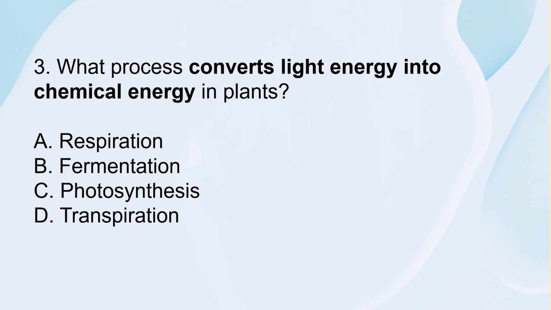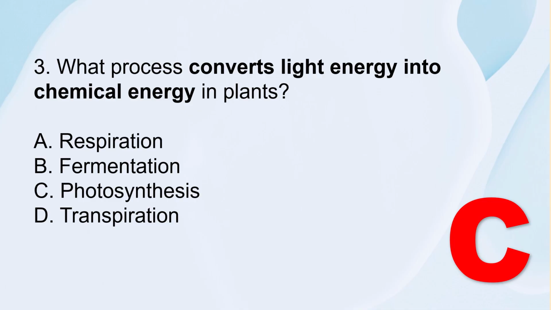Number three, what process converts light energy into chemical energy in plants? Letter A, respiration. Letter B, fermentation. Letter C, photosynthesis. Or letter D, transpiration. Alright, the correct answer is letter C, photosynthesis.